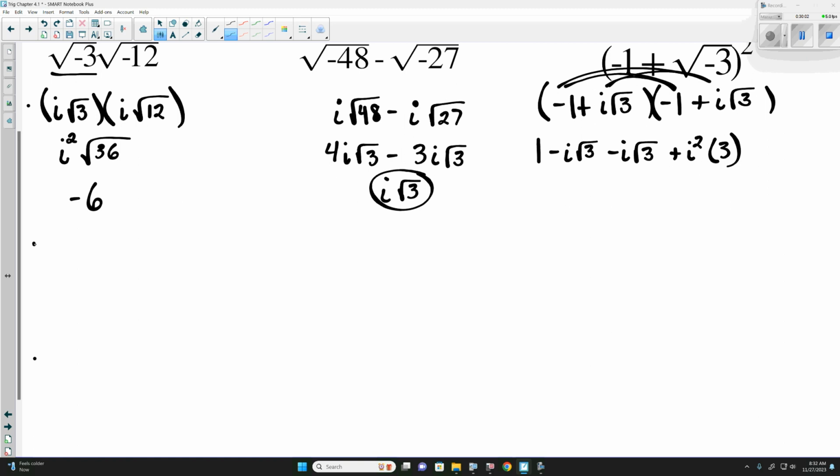Well, the i squared is going to turn this from positive to negative. So we really have 1 minus 3, which is negative 2. I have 1 negative i square root of 3. I have another telling me I have negative 2i square root of 3. And that's our final answer. Questions on this here? Are we ready for the next part?